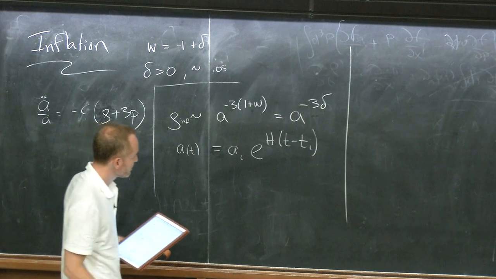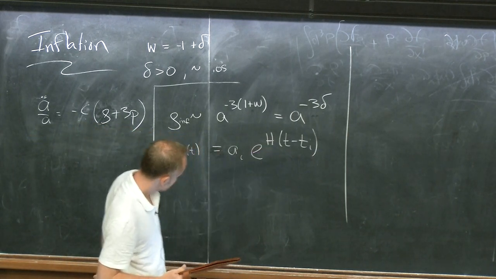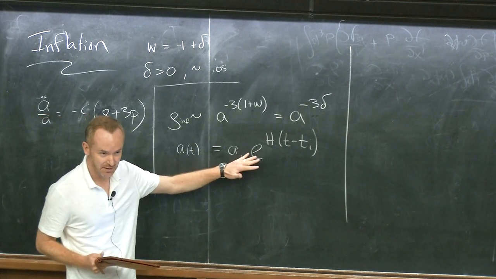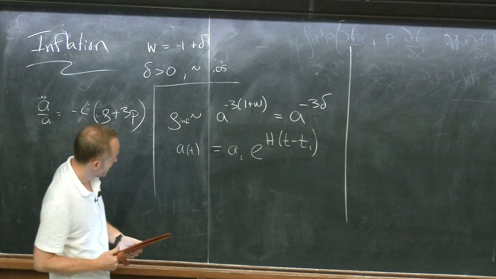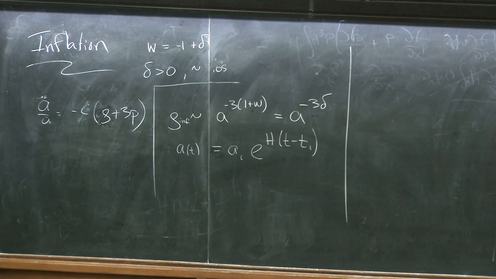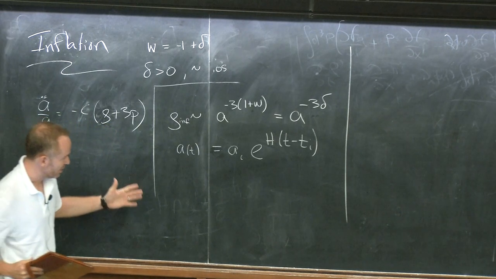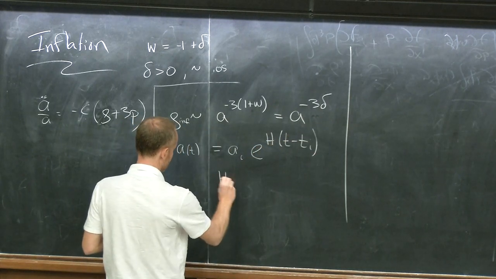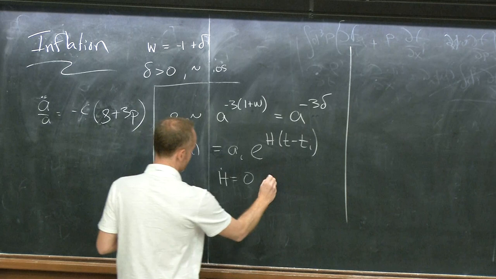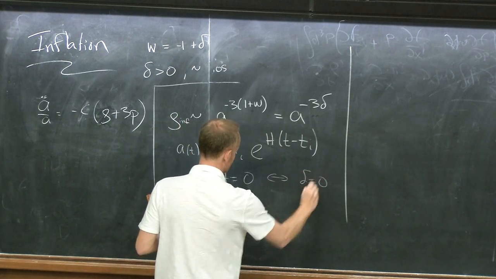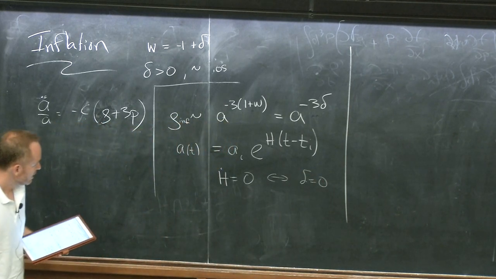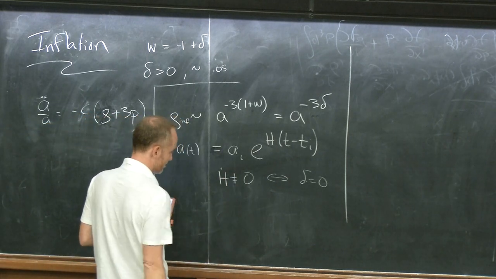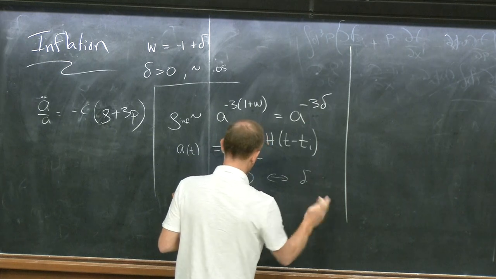And if h were exactly constant, this would be de Sitter spacetime. This would be the solution to Einstein's equations with purely vacuum energy, with a vacuum energy which doesn't change at all. So it's like delta equals zero. All right, so h dot equals zero, that's like delta equals zero. That's w equals minus one. But I'm not going to assume h dot is zero. In fact, I'm going to assume it's not zero, but small.